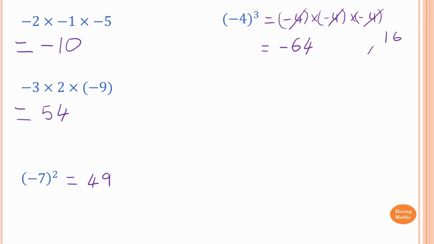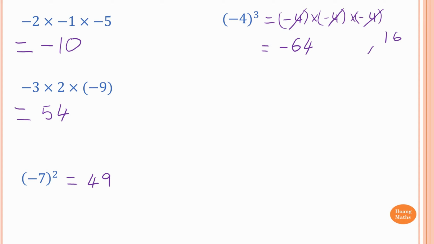Negative 2 to the power of 5. So this means that this is equal to negative 2 times negative 2 times negative 2 times negative 2 and one more times negative 2. 5 of them: 1, 2, 3, 4, 5. Because there are 5 of them, the answer should be a negative number.